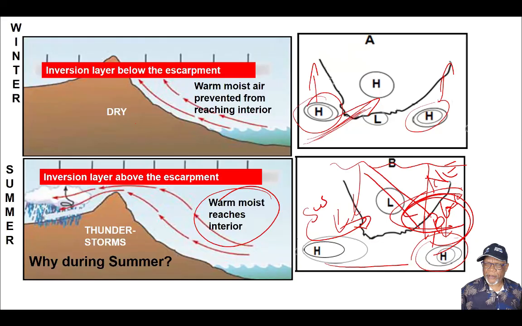Then they're going to have a moisture front there. Then you're going to have your line of thunderstorms there. So that is what we're going to experience during summer. This is what we experience during summer.